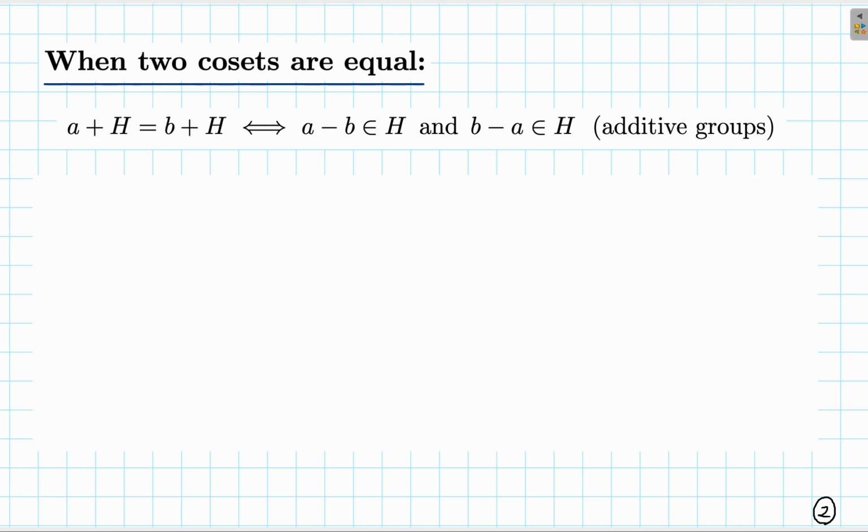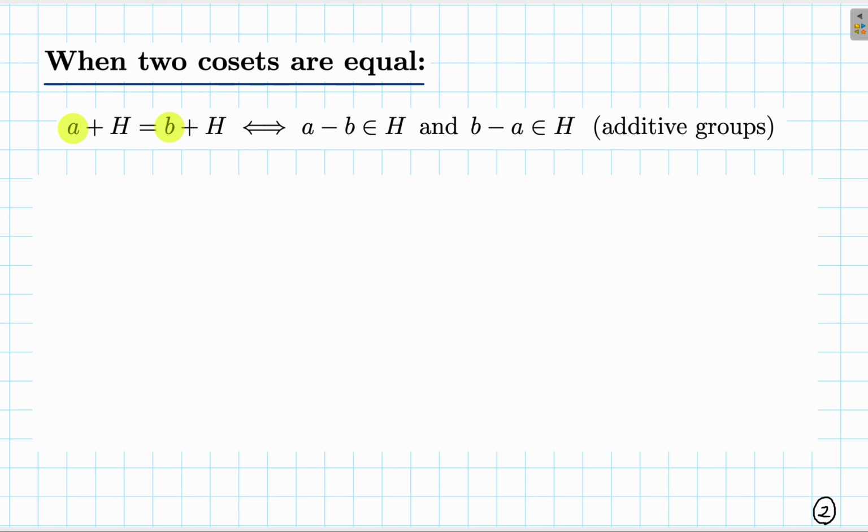Let's review when 2 cosets are equal. And we'll start with a case when the group operation is addition. Then, the cosets A plus H and B plus H are equal precisely when the difference of the coset representatives, namely A minus B and B minus A, are elements of H.